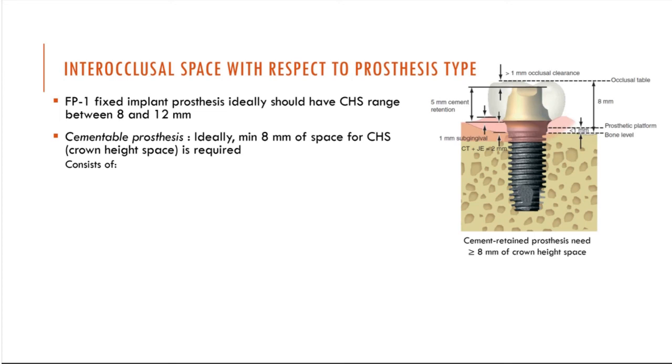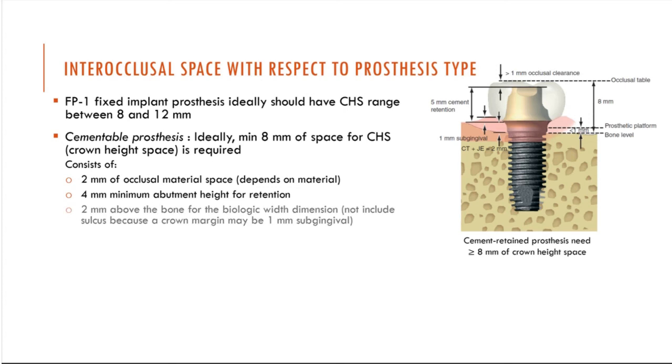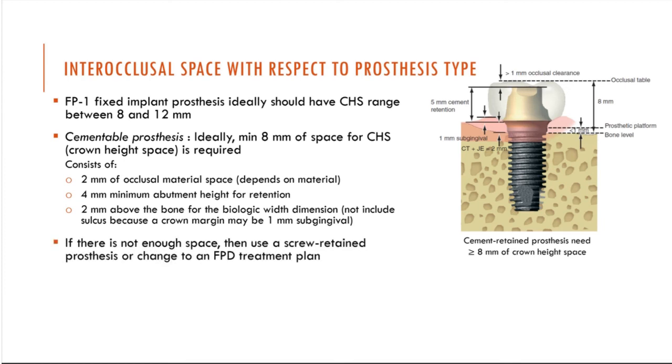And this consists of 2 mm of occlusal material, which also depends on what material you use, a minimum 4 mm abutment height for retention, and 2 mm above the bone for biologic width dimensions. But this does not include the sulcus, because the crown margin may also be 1 mm subgingival. If there is not enough space, then we use a screw-retained prosthesis or change to an FPD treatment plan.